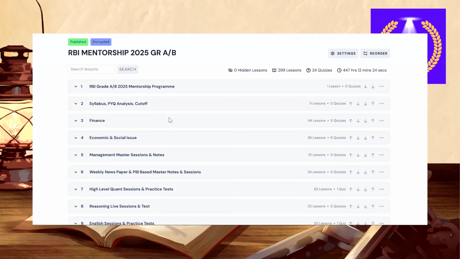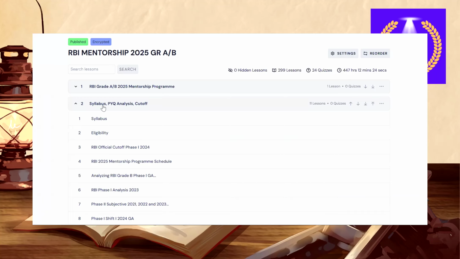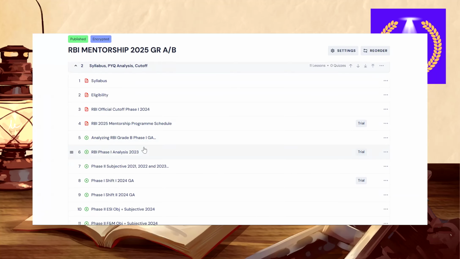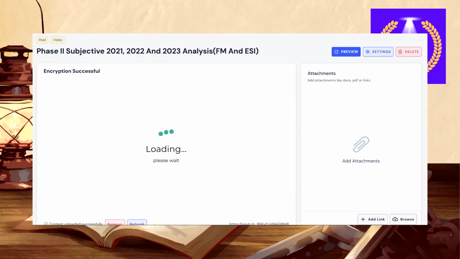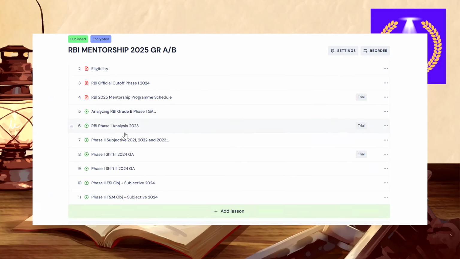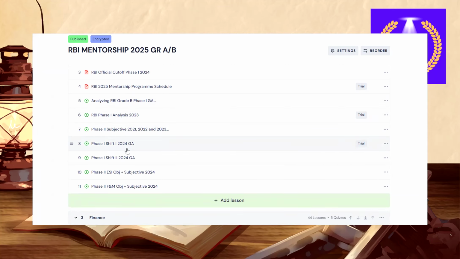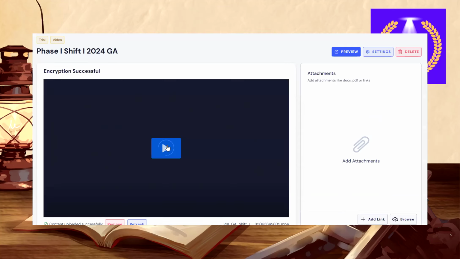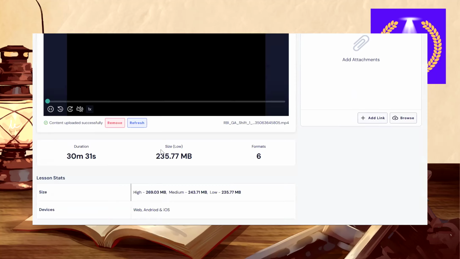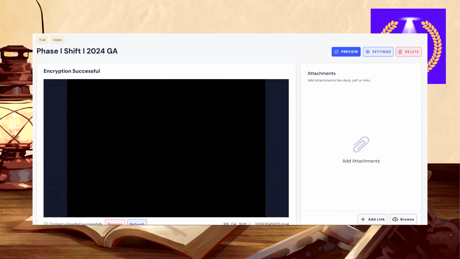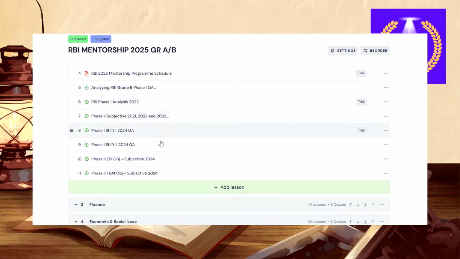Now, let me show you how we used to cover the different sections. In this section, you will find the analysis of our papers, the subjective part that we have already discussed, and the objective part also. Shift 1, shift 2, everything is analyzed. If questions were asked in shift 1, you can find out from this section where it was there in the news.